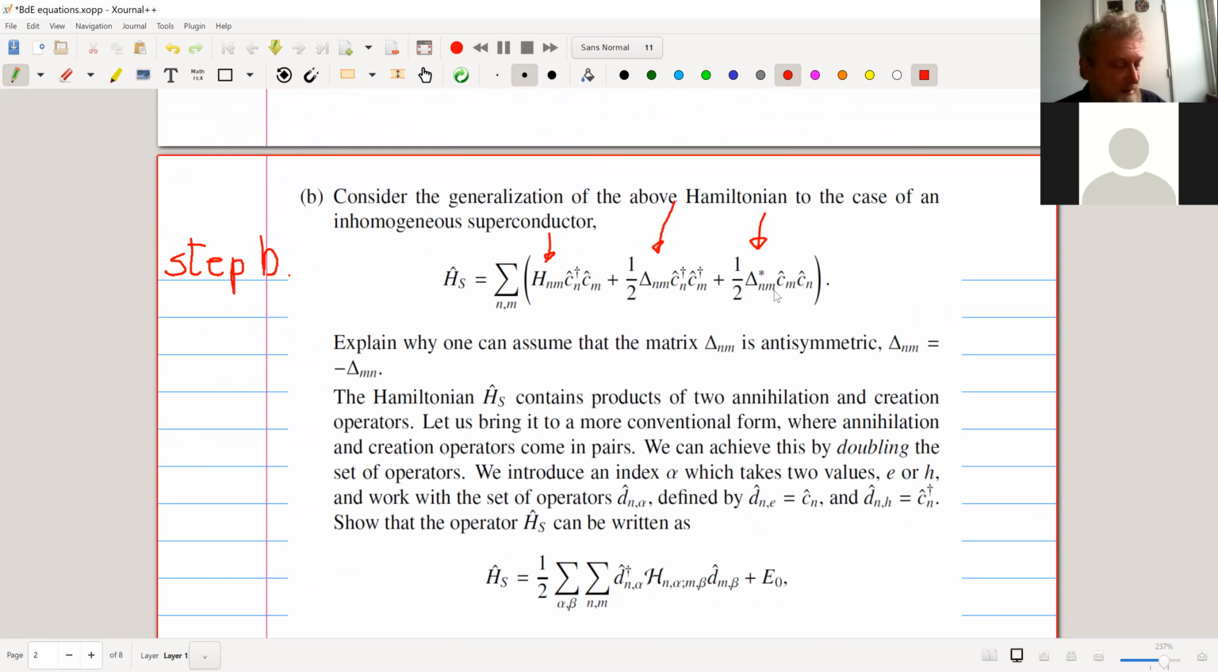And just for exercise, or perhaps you can just crack it on spot. Let's concentrate on this question. Explain why one can assume that the matrix delta NM here is anti-symmetric. Good. Who can answer this question?